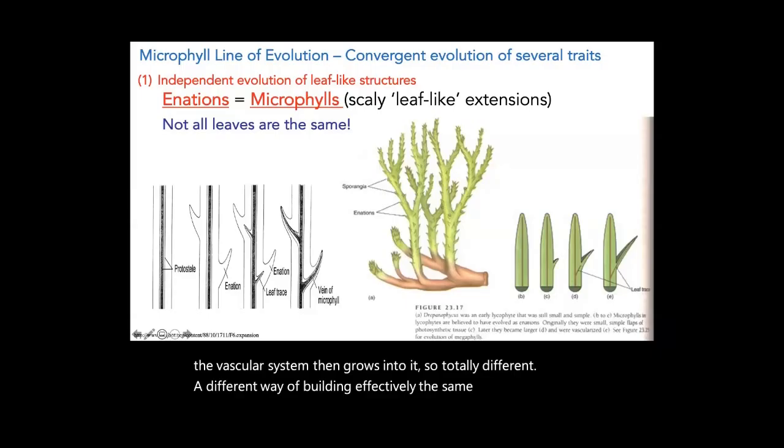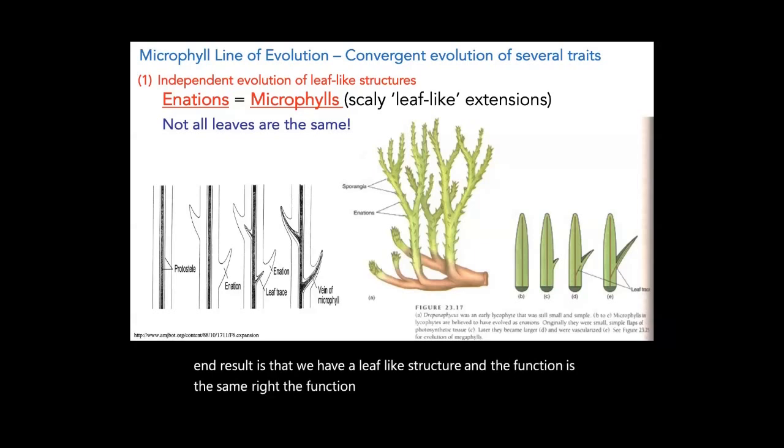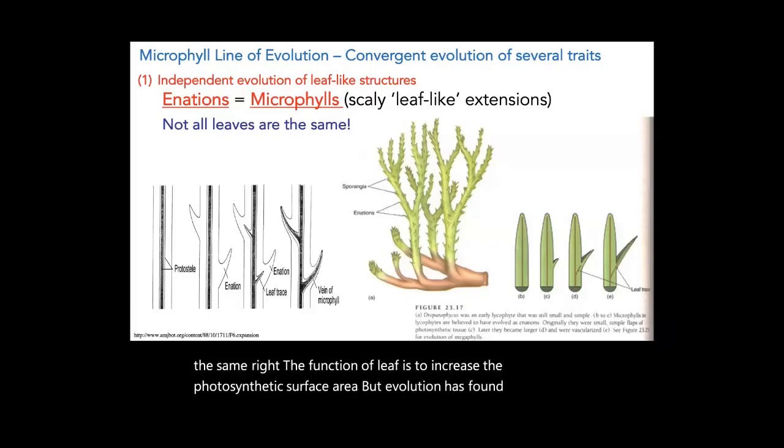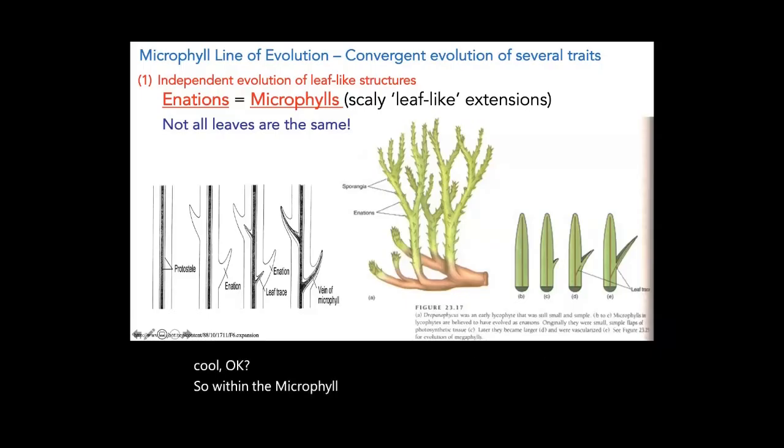So the end result is that we have a leaf-like structure, and the function is the same, right? The function of a leaf is to increase the photosynthetic surface area. But evolution has found different ways then to develop that structure, okay? So in the end, convergent evolution of a leaf-like structure, but different developmental ways of achieving ultimately that goal. Pretty cool. Okay, so within the microphyll line of evolution, we have the convergence of a leaf-like structure.